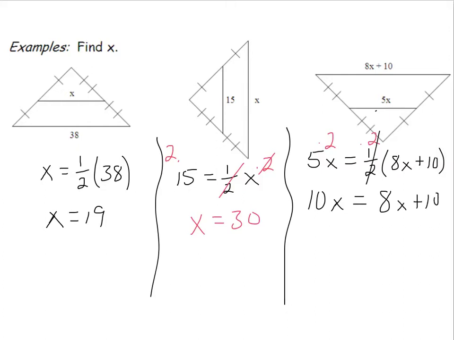From there, you just solve normally, so we subtract 8x from both sides. I get 2x equals 10, so x is 5. A good thing to do with problems like this would be to take this 5 and plug it in. So if I take 5 times 5, I notice that the measurement for the midsegment would be 25. If I go ahead and put that 5 into this side of the triangle, 8 times 5 gives me 40, plus 10 gives me 50. Does it make sense? Yeah, because my midsegment is half the measure of the side of the triangle.